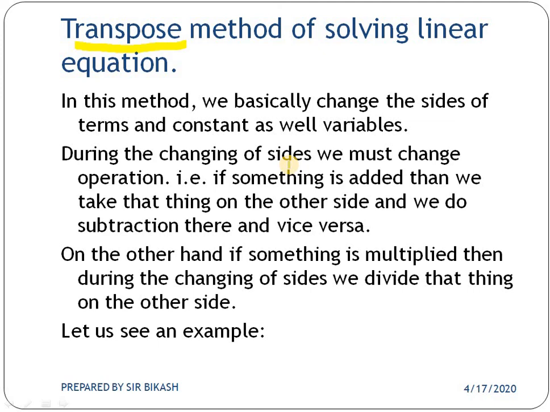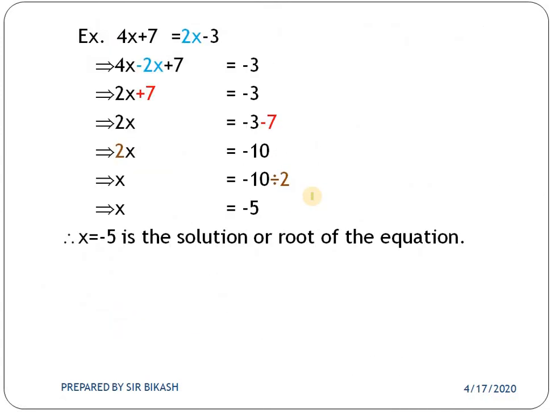We will try to keep the variables alone on the left hand side only. We will move the other terms or other constants from the left hand side to the right hand side. Try to understand. We will learn about that method in our next slide, and with that example we will be understanding 4x plus 7 equals twice x minus 3.